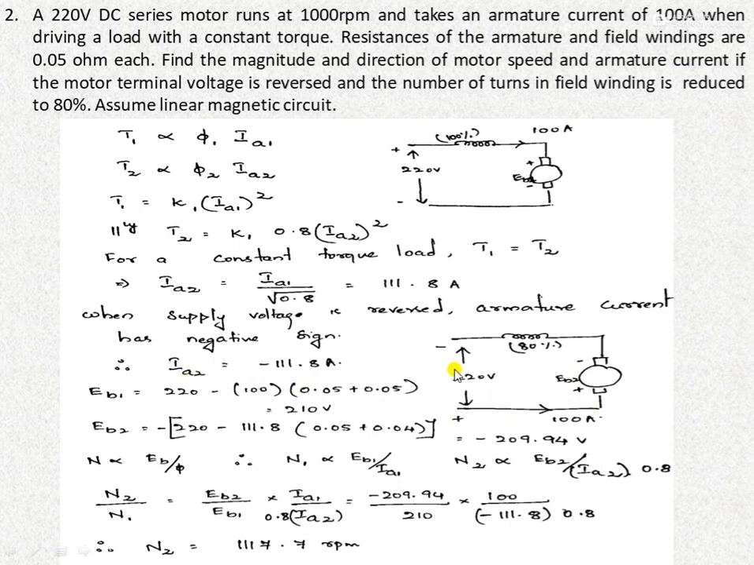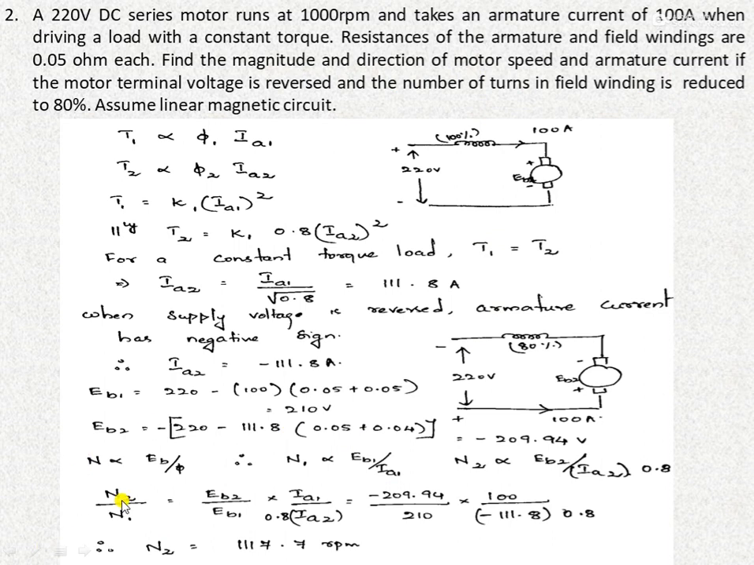So we have found out the value of the magnitude of armature current and its polarity after reversing the supply which is being provided to this DC motor, and not only that, we have also reduced the number of field winding turns to 80%. So part of the problem is solved, that is, the magnitude and direction of the armature current has been found out. Next we have to find the value and the direction of motor speed.